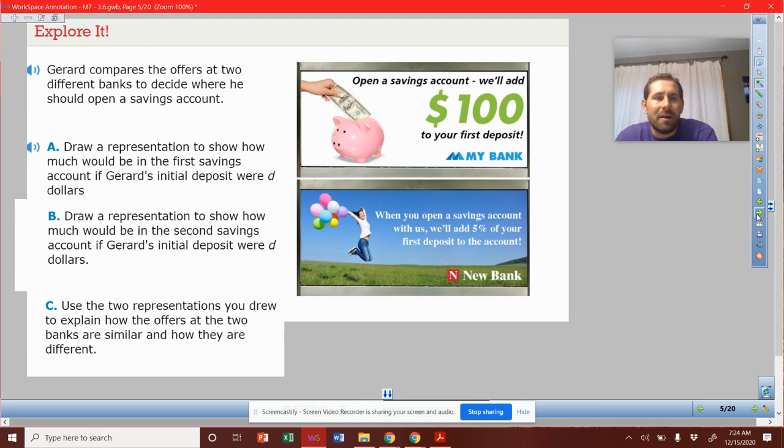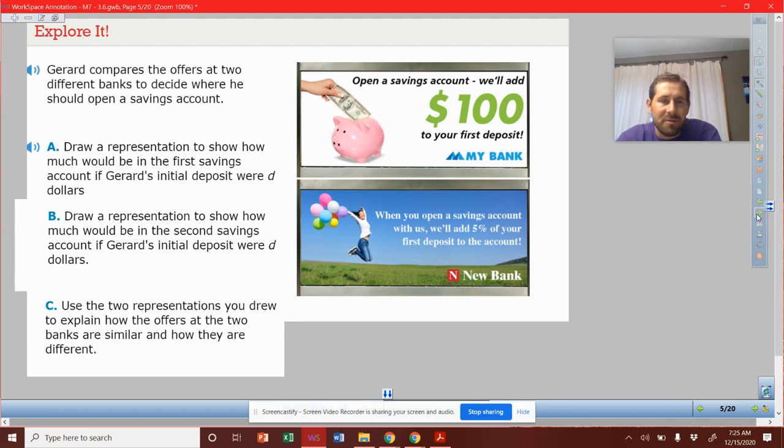All right, Gerald compares the offers at two different banks to decide where he should open a savings account. So let's look over here. It says open a savings account and we will add $100 to your first deposit. So that's what one bank offers. Another bank says when you open a savings account with us, we'll add 5% of your first deposit to the account.